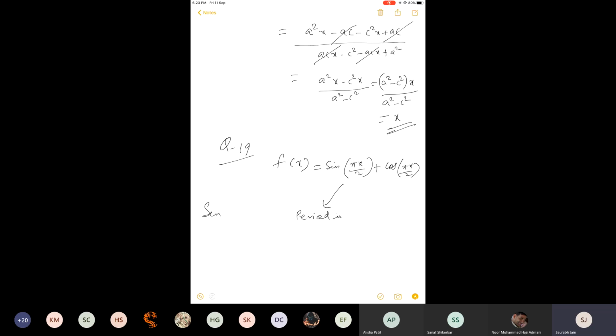Remember, the period of sin x is 2π. So I have to find the period of sin(πx/2). This will be T by mod a, and this value will come out to be 4. So its period is 4. Similarly, the period of this function is 4. So their LCM of 4 comma 4 is 4.